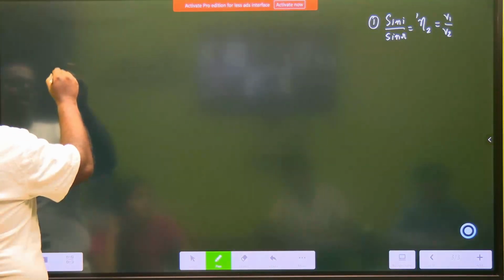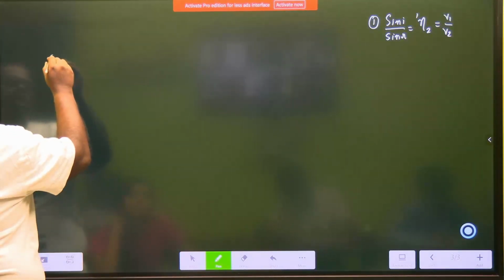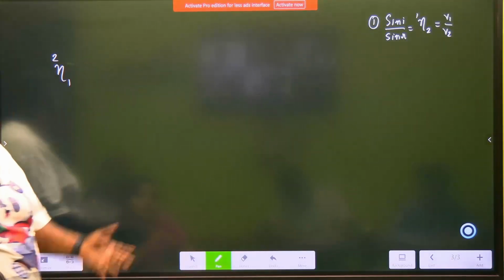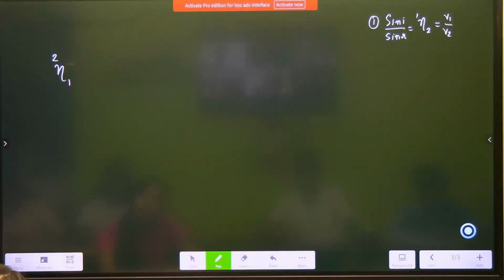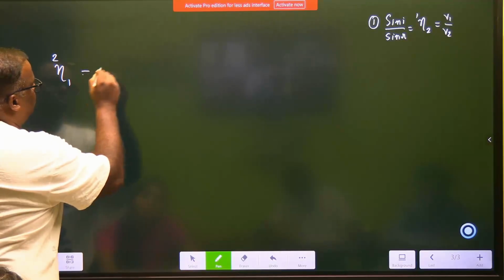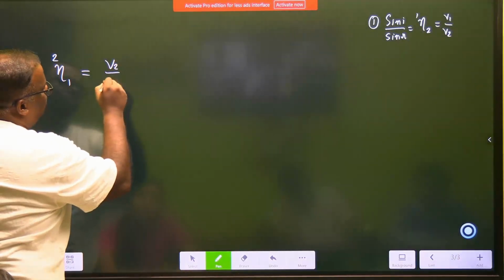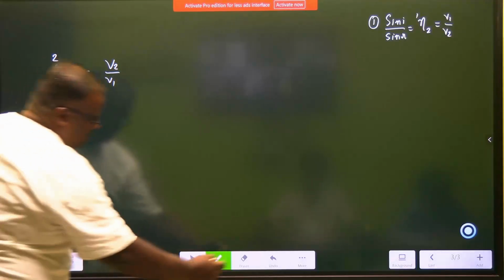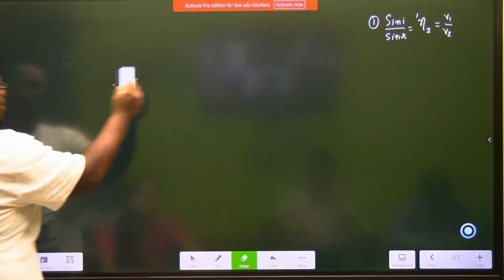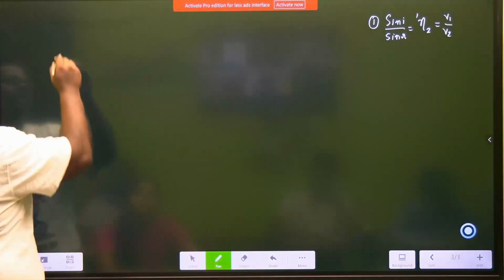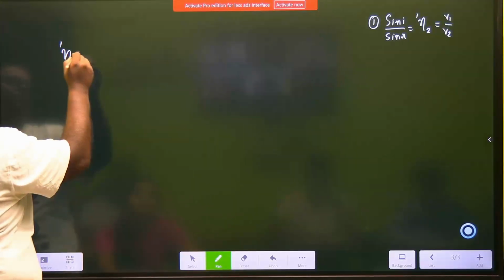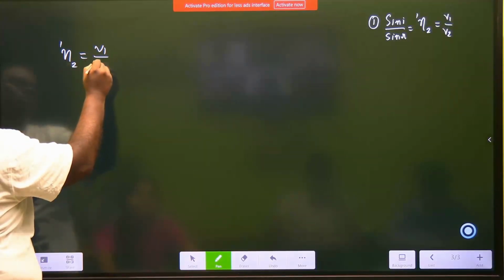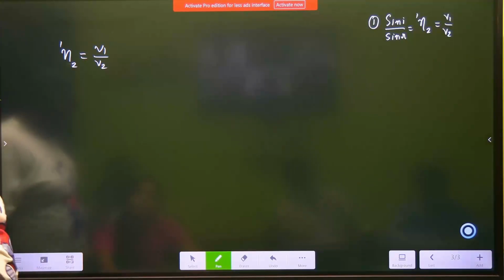Let me now write another formula, eta 1 with respect to 2. Ulta. 1 with respect to 2 can be written as what? V2 upon V1. Right? Okay, let's make it easier for you. Let's say eta 2 with respect to 1 is what? V1 upon V2. Right?